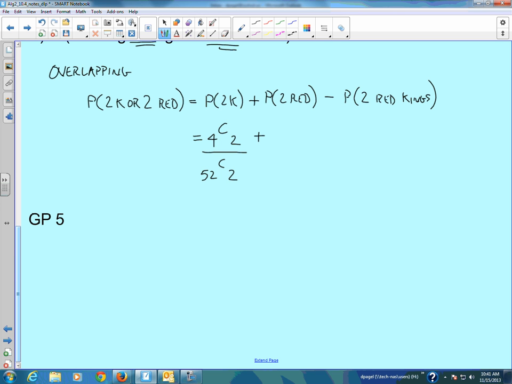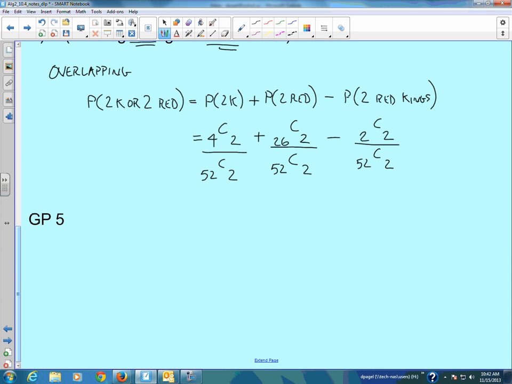Order wasn't important. Now we go back to the red cards. So there are 26 total red cards in the barrel. I want to pick 2 of those. There's how many ways you're going to pick 2 reds, over, once again, the total number of cards, picking 2 cards out of the 52. And now I'm going to subtract from that how many ways, so in the barrel are 2 red kings, and I want to pick both of them. So I only have 2 red kings. I want to choose both of them, so this is a 2C2. And again, I'm pulling those cards out of a total of 52.